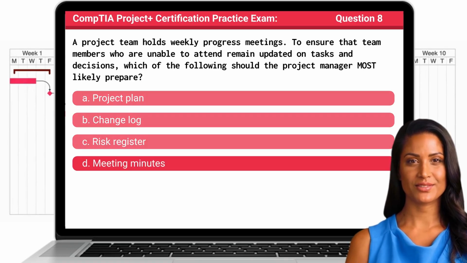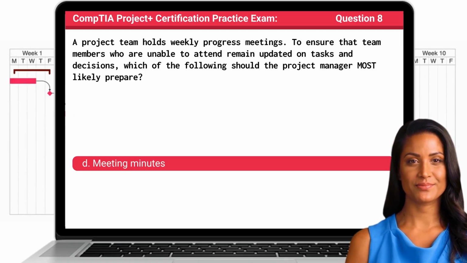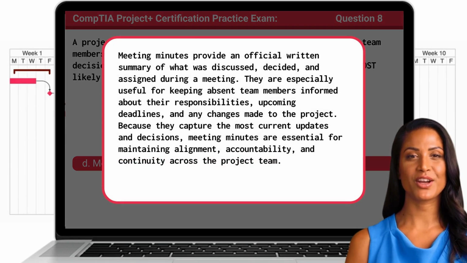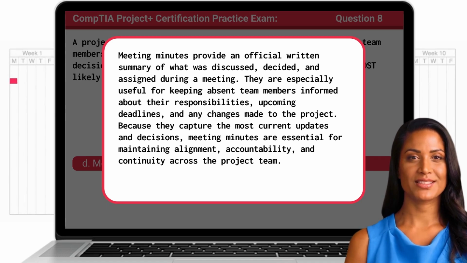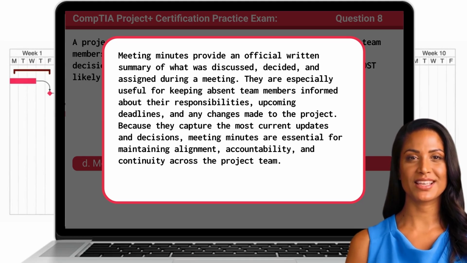The answer is D. Meeting minutes. Meeting minutes provide an official written summary of what was discussed, decided, and assigned during a meeting. They are especially useful for keeping absent team members informed about their responsibilities, upcoming deadlines, and any changes made to the project. Because they capture the most current updates and decisions, meeting minutes are essential for maintaining alignment, accountability, and continuity across the project team.